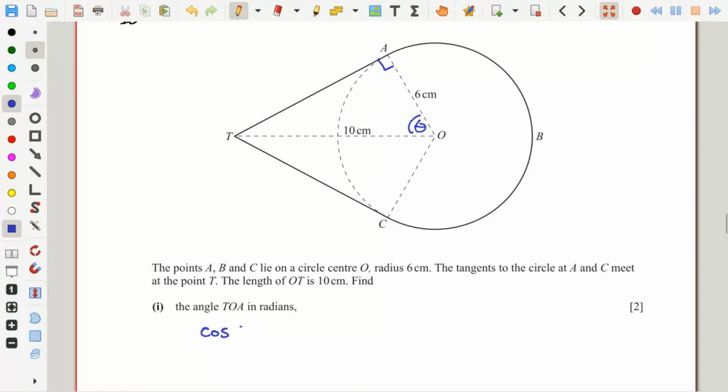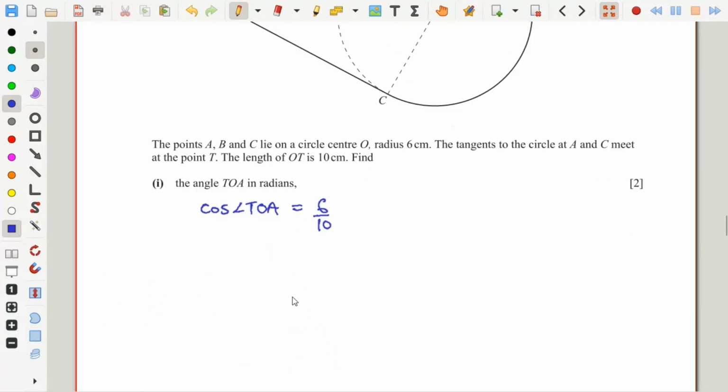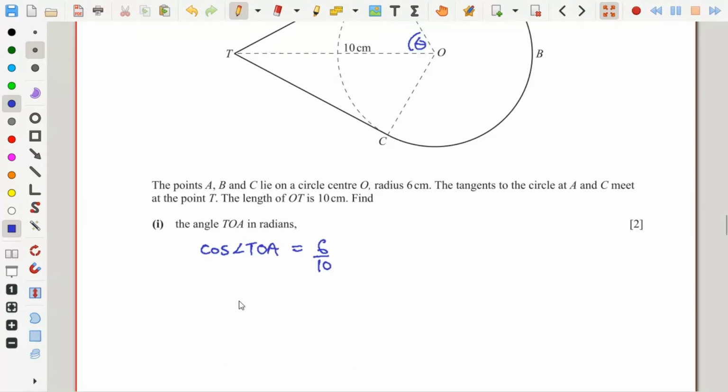Cos of the angle TOA is equal to 6 on 10. Okay, so cos inverse of 6 on 10, which is the same as 0.6. What will you get? Calculate it for me, let me see.